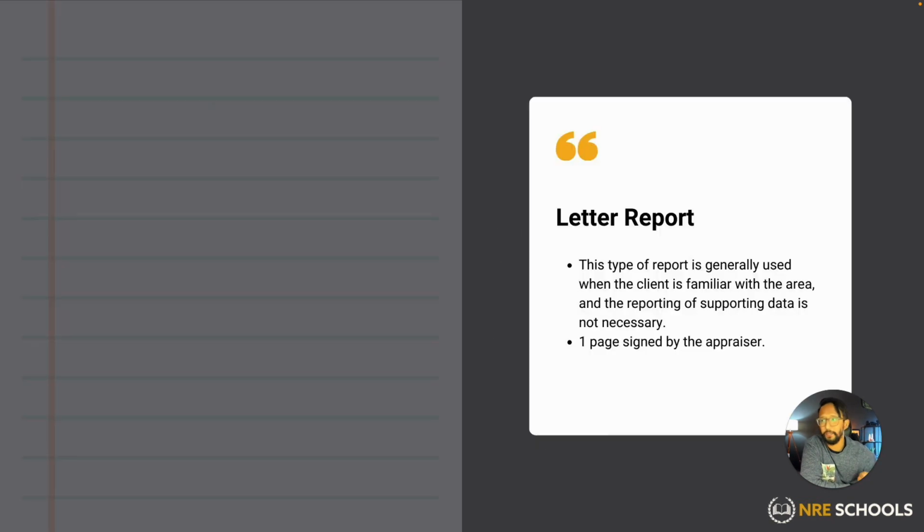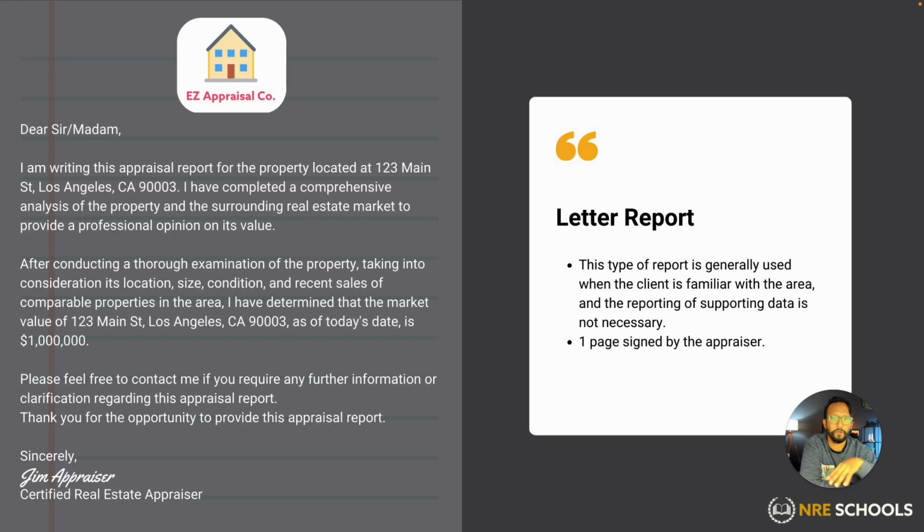A letter report is simple. It's usually one page, signed by the appraiser, and this is usually used when a client's familiar with the area, and this is just, hey, appraiser, you don't need to do all the detailed report. Just give me like a certification on what this property is worth. So just imagine a piece of paper like this, the appraiser's company at the top, to whom it may concern. I'm writing this appraisal report. The property at 123 Main Street is worth $1 million, signed appraiser. That's what this one is. Letter report, simple, sweet, no pictures, not detailed.